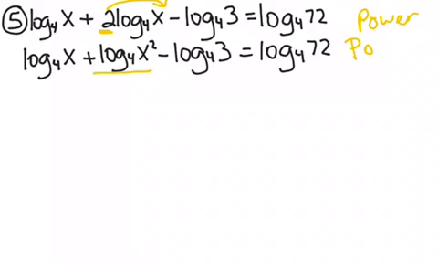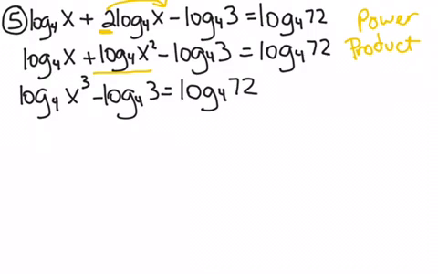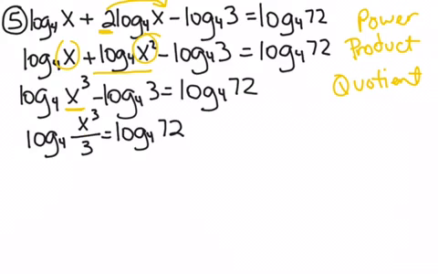Now I can go to the product rule and simplify the first 2. And when I do that, multiplying x times x squared gives me x cubed. So now I have log base 4 of x cubed minus log base 4 of 3 equals log base 4 of 72. Now I can use my quotient rule to simplify the 2 logs on the left that are still there. And when we do that, we end up with log base 4 of x cubed over 3 equals log base 4 of 72.